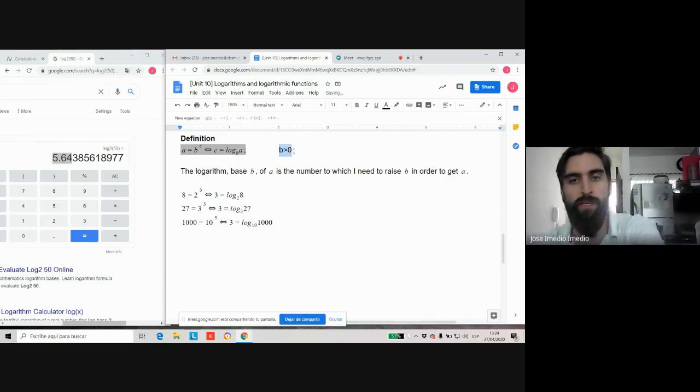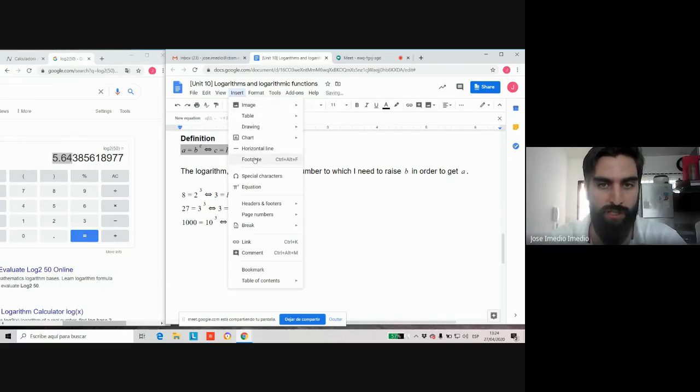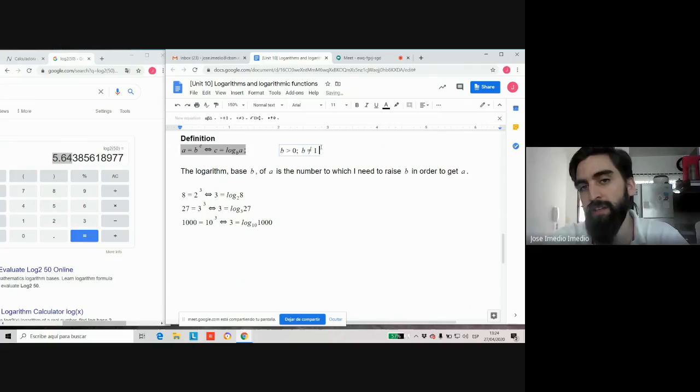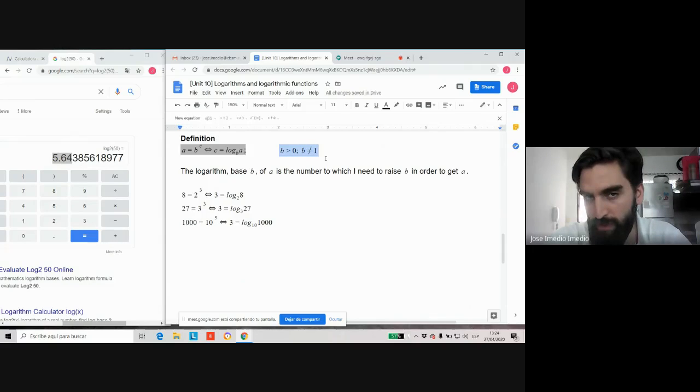Okay, let me insert an equation. So always b has to be larger than 0. b also has to be different from 1. These two conditions we already had in the exponential function. Actually, if you think about it, I'm talking about this base.